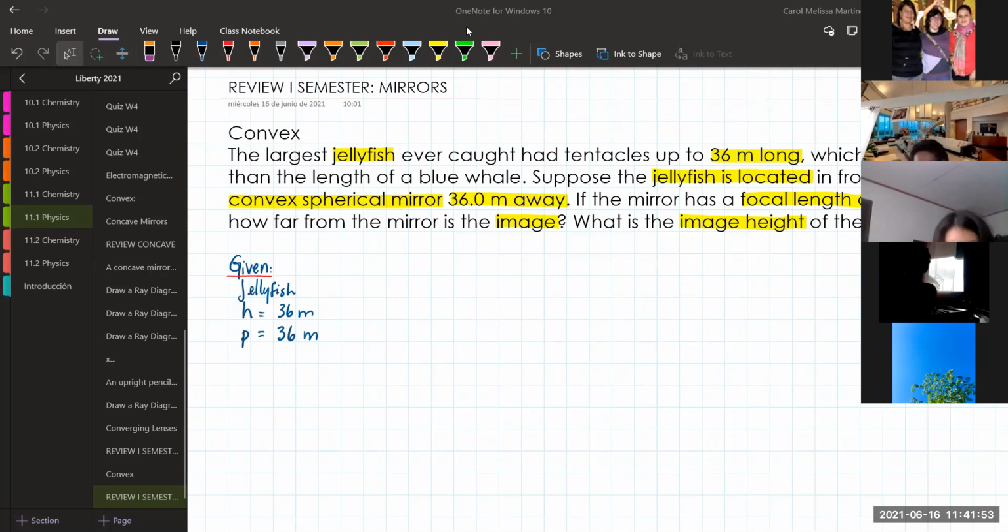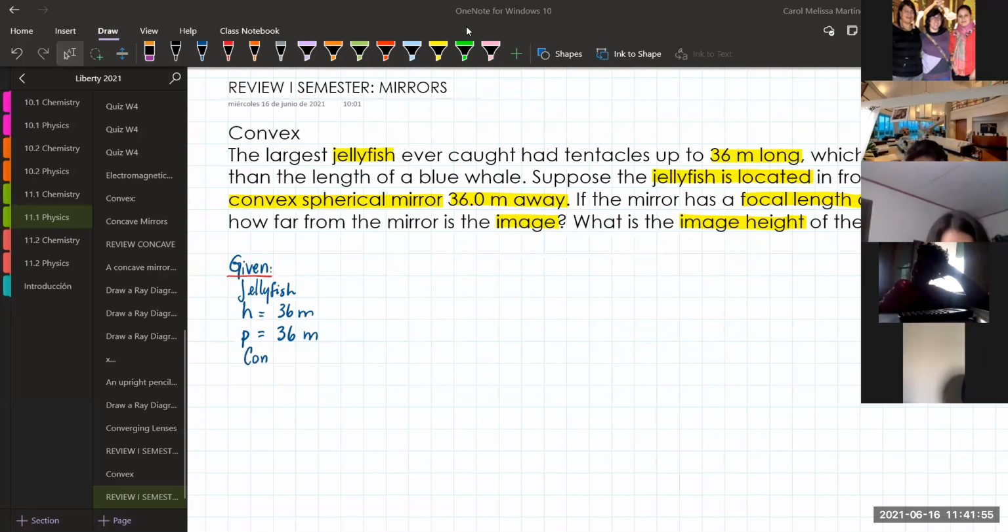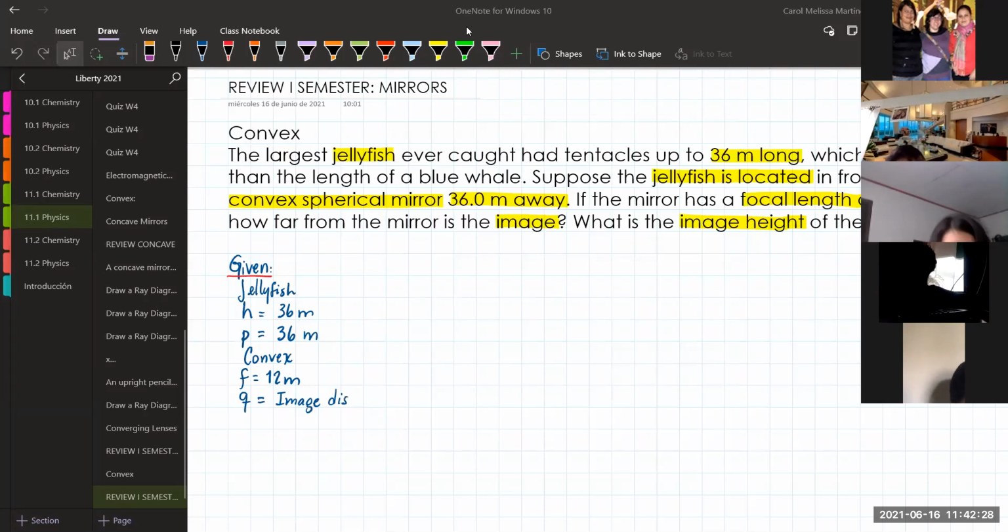So I know that this is a convex spherical mirror because it is indicated in the problem. It says the mirror has a focal length of 12 meters, so the focal length is also given in this kind of problem and is 12 meters. How far from the mirror is the image? So I want to find the image distance. Remember, the image refers to the reflection, okay? Image distance is unknown.